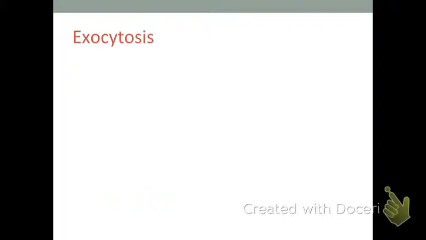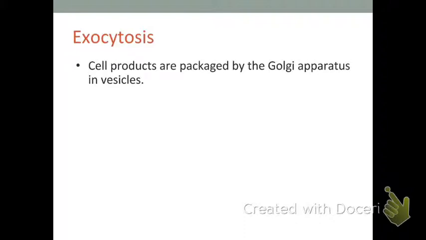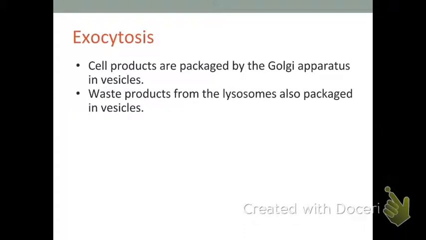So let's start with exocytosis. Now, cell products are packaged by a special organelle in your cell called the Golgi Apparatus, or sometimes referred to as Golgi bodies. They package things up in these little tiny vesicles, these little compartments called vesicles. So think of the Golgi as kind of like the UPS facility, and the vesicles like little tiny UPS trucks carrying the packages away from the facility.